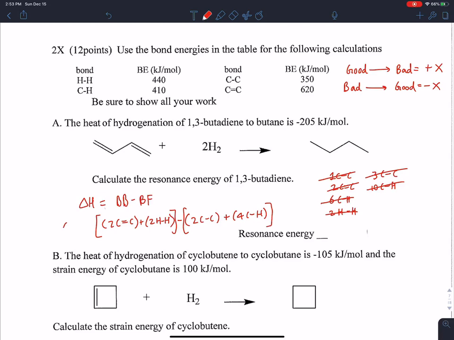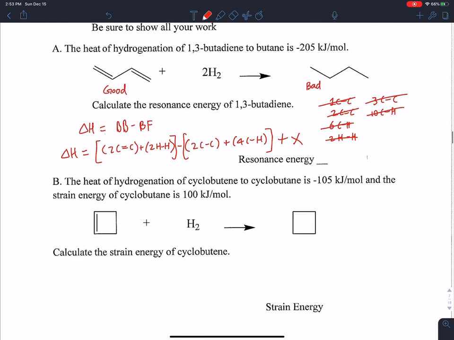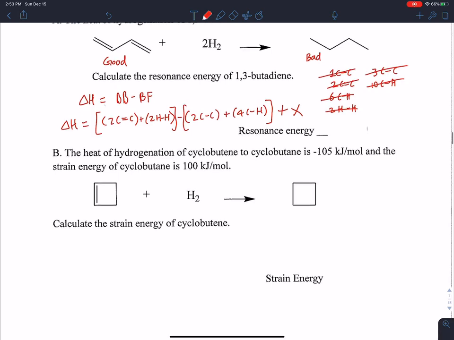Now, normally you guys learned this question just like this and you were done. So we just had that extra thing, where they want us to tell them what the resonance energy is. Again, I told you this thing in the beginning is good, and then we're losing that resonance, so we're going from good to bad. That resonance energy is going to be plus x. So we do the entire thing plus x, and we're trying to solve for x. All the numbers here, we're given already.